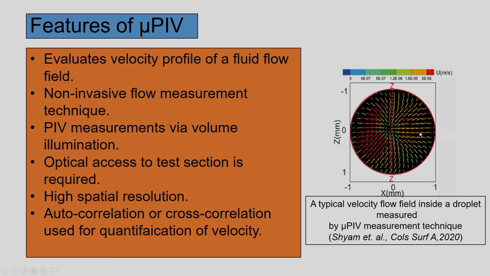In the context of micro analysis, sometimes we need to go for volume illumination, instead of a zone, instead of a sheet. So this is one important point we should keep in mind. Then optical access to the test section is required, that is obvious. Without a light source we cannot measure the flow parameters using this method.